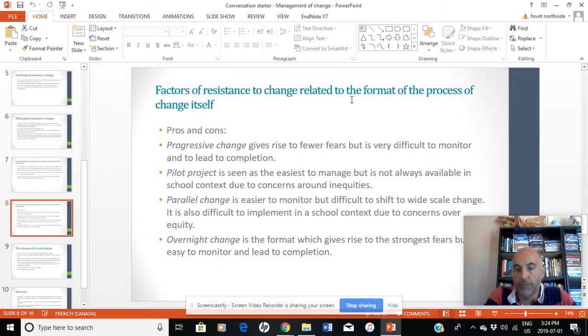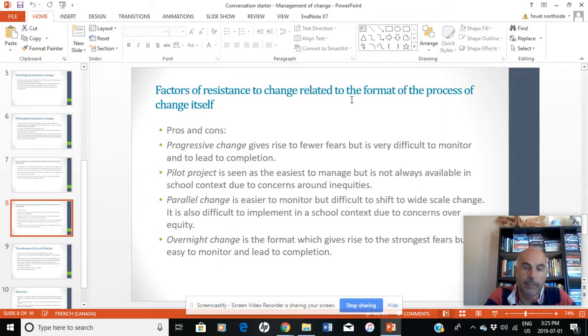Overnight change, obviously you can see all of the problems. You can have the strongest fears, and factors of resistance are going to be at their max, but often if you're on a tight time frame, there is less risk of not getting to completion. So as you see, there's no real easy solution. None of the formats really offers you a win-win scenario. So it's often a case of judging this in a context.